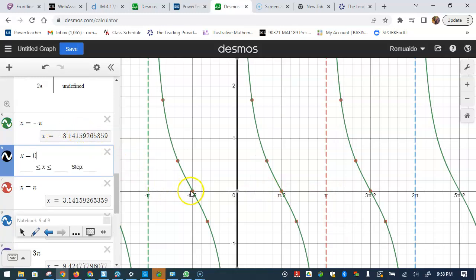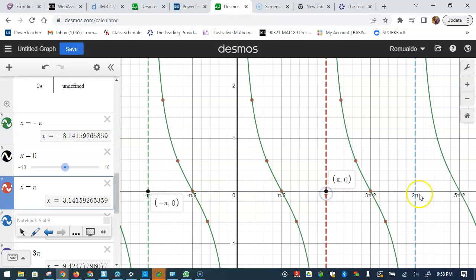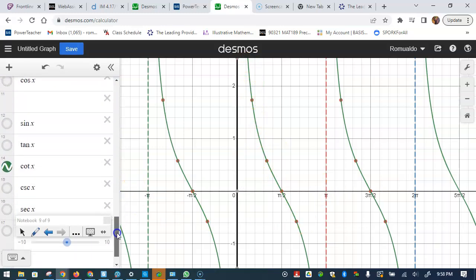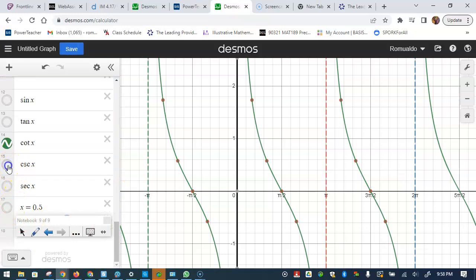There you go. So you have pi by 2, minus pi, 0, pi, 2 pi. See? The graph repeats from 0 to pi and starts from the top and goes down. If you click on the cosecant graph, look at the graph. Both cosecant and cotangent have the same domain. They cannot have odd multiples of pi.